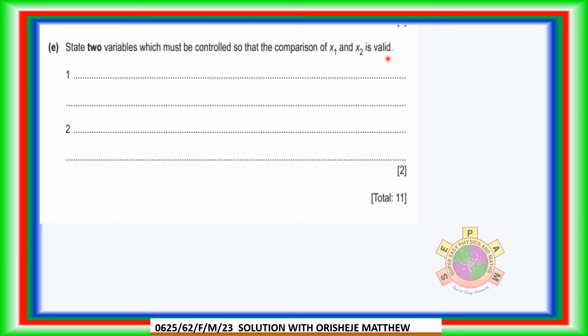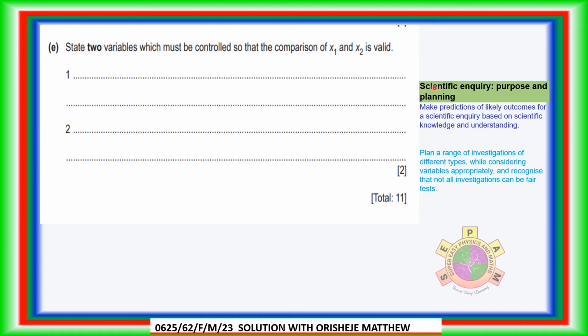State two variables which must be controlled so that the comparison for S1 and S2 will be valid. So what we are looking at is for the result of your experiment to be a fair test. So we are looking at scientific inquiry, purpose and planning. Now make prediction of likely outcome for a scientific inquiry based on scientific knowledge and understanding. Then plan a range of investigations of different types while considering variables appropriately, and recognize that not all investigations can be a fair test. So what we are looking at now is you are carrying out a fair test.